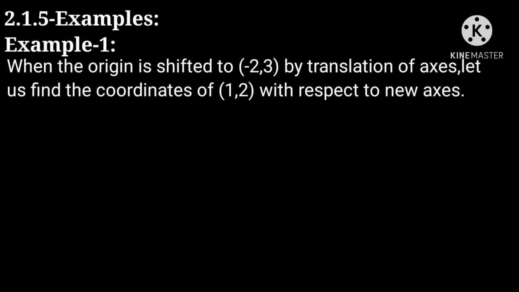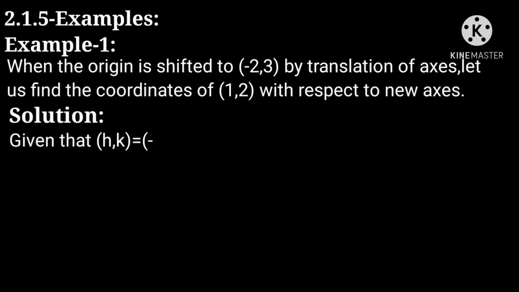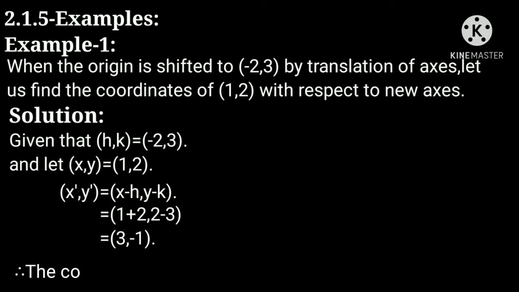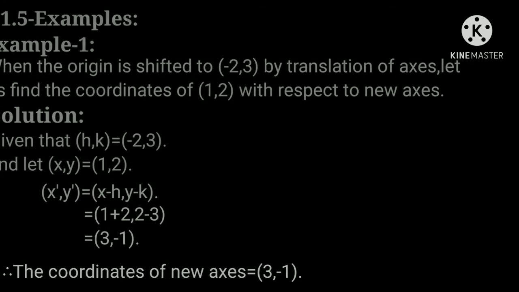Solution. Given that (h, k) equal to (-2, 3) and let point (x, y) equal to (1, 2). And now (x', y') equal to, we know the formula, (x - h, y - k), equal to (1 + 2, 2 - 3). That is equal to (3, -1). Therefore, the coordinates in the new axis equal (3, -1). This is our problem solution.